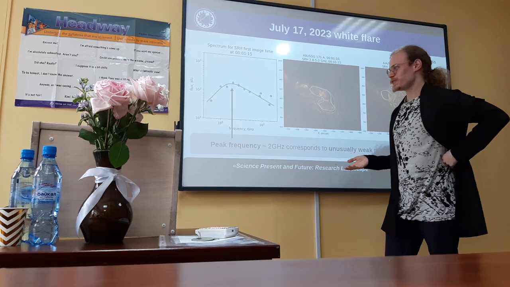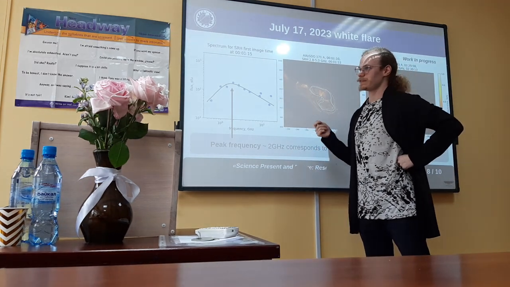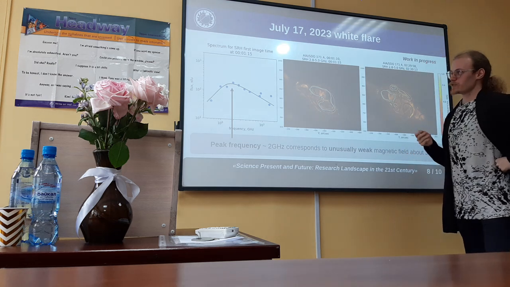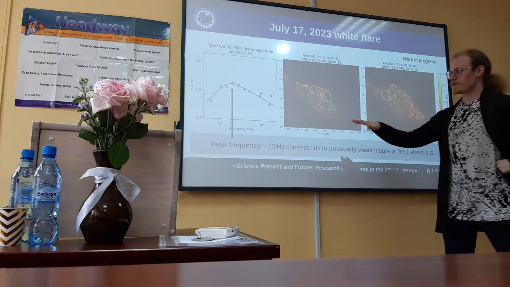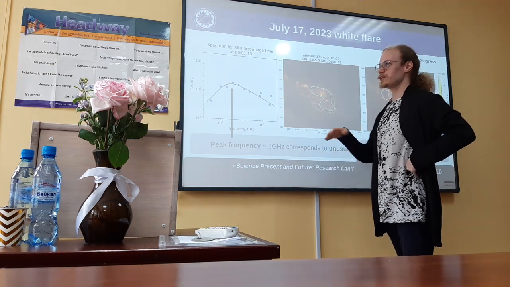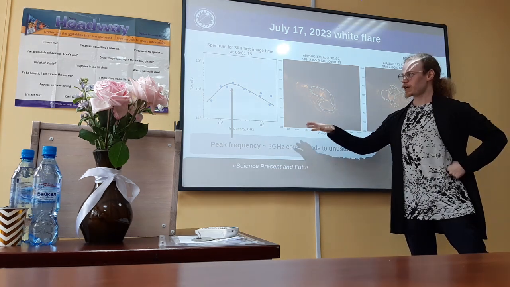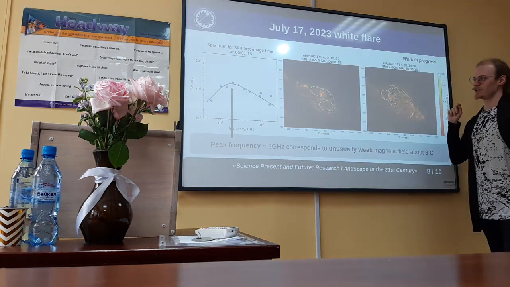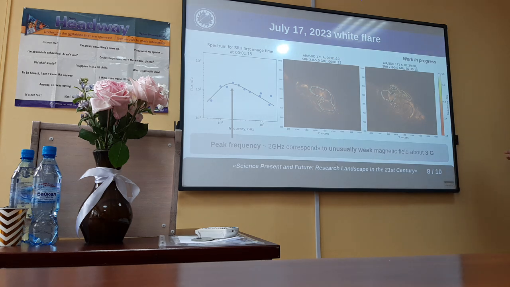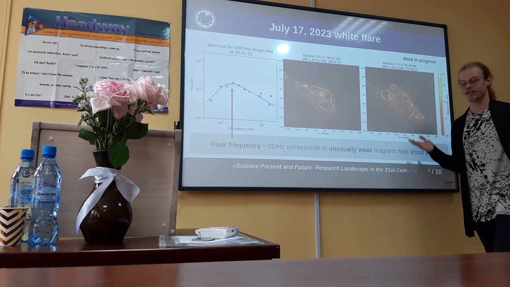And also, as I mentioned before, we can look at the shape of the spectrum of microwave range and clearly see this is typically gyrosynchrotron, which is particles spinning around a magnetic field line, and peak frequency about 2 gigahertz gives us an unusually weak magnetic field of about 3 Gauss, which compared to the typical values is about 100 times smaller. So it's unusual, and we are trying to investigate it.